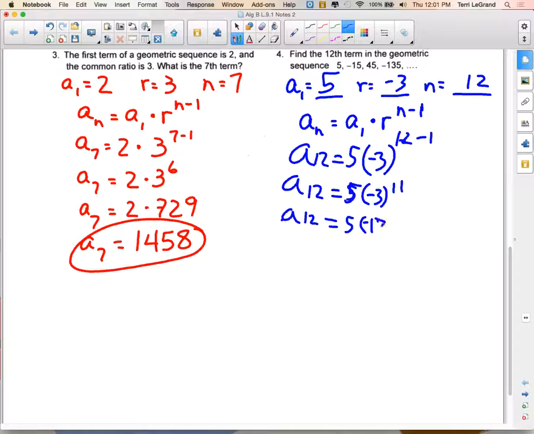Yeah, that's a good point. Does everybody know how to use their power key on their calculators? You have this power key figured out? You kind of want to know how to take something to a power. Well, that's fine. Thank you.